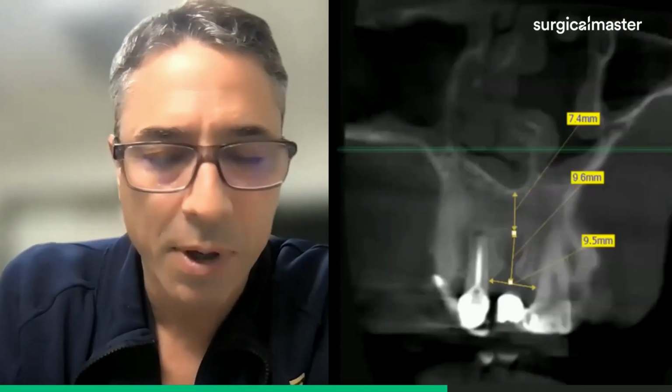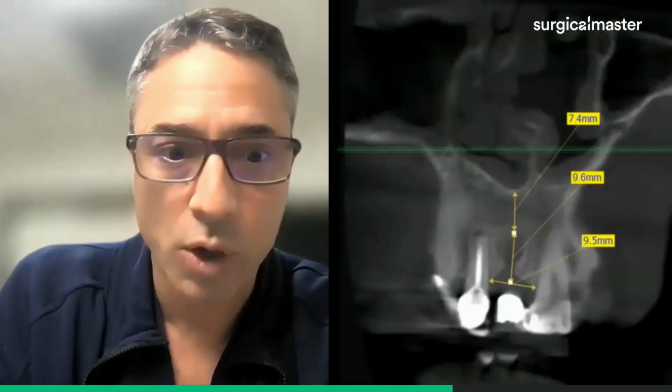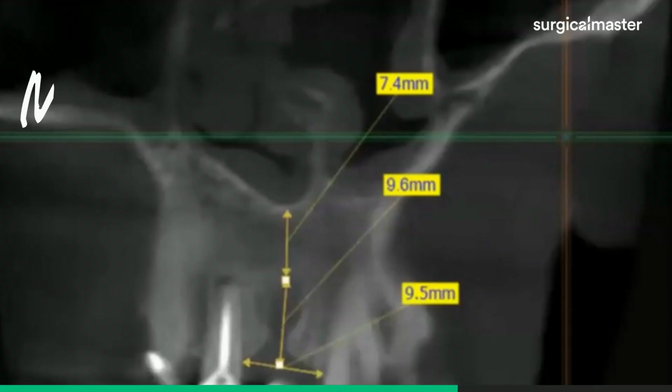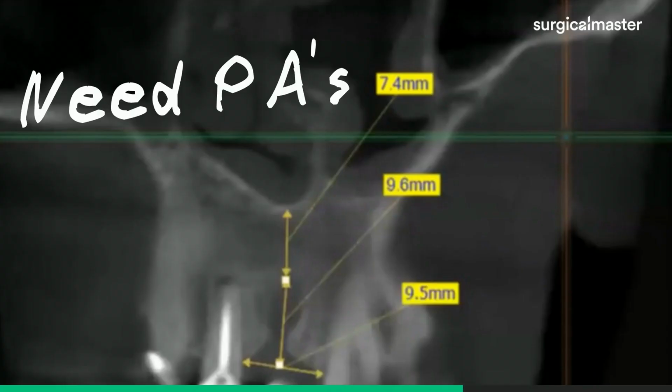But all I can see, it's a major augmentation. I'd like to see the bone level of the adjacent teeth. I'd like to see some periapical radiographs. We sometimes learn more from a periapical than a CT scan. I know we all like to do CT scans and they're important, but get some conventional imaging as well, clinical photography, and let's work this case up.